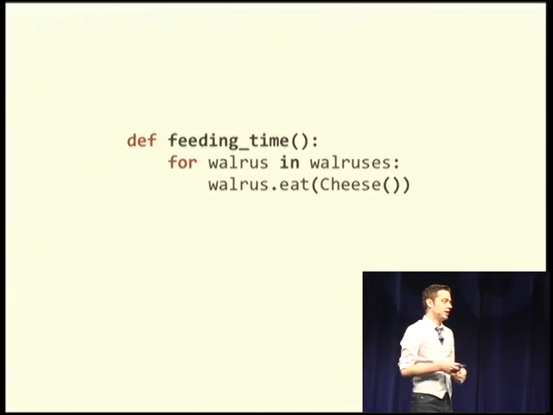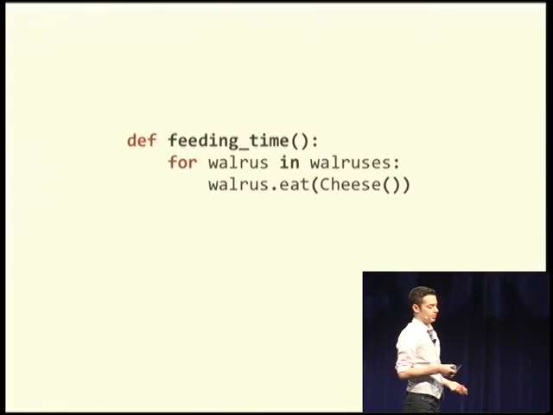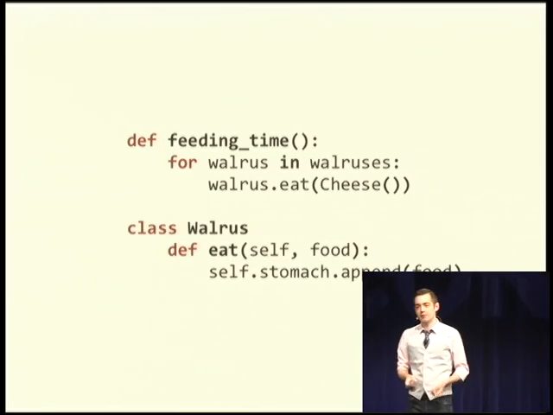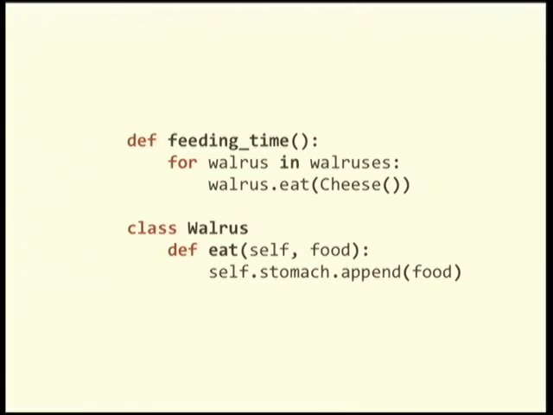The OO version is sort of similar. We're still destructive. We still have a for loop, but we tell the walrus to eat. And of course, the walrus then has an eat method that shoves the food into its stomach, but it's encapsulated within the walrus. And this is the difference, the big difference between OO and procedural programming.